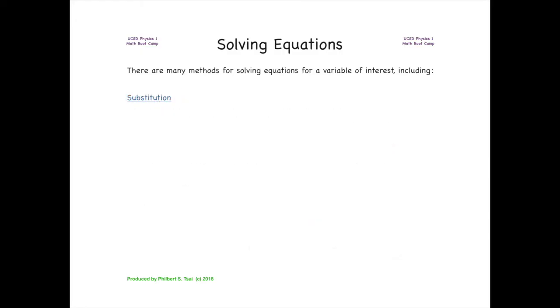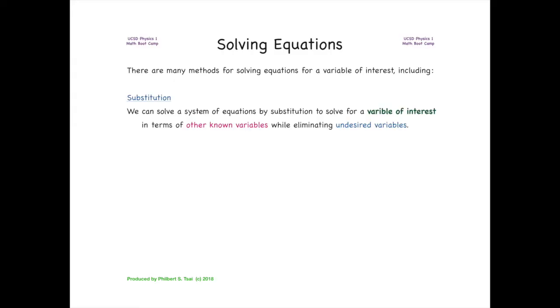The next method we'll look at is to use substitution to solve a system of two or more equations. We can solve a system of equations by substitution to solve for a variable of interest in terms of the other known variables while eliminating undesired unknown variables.